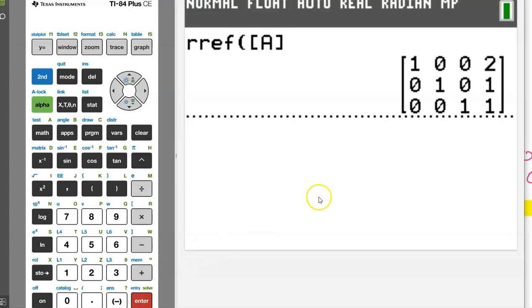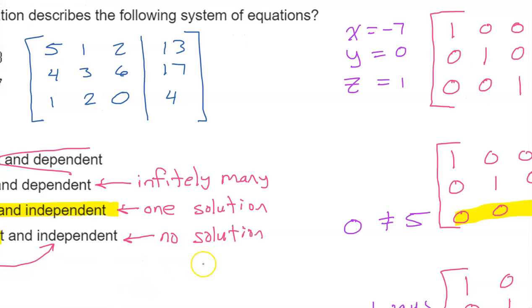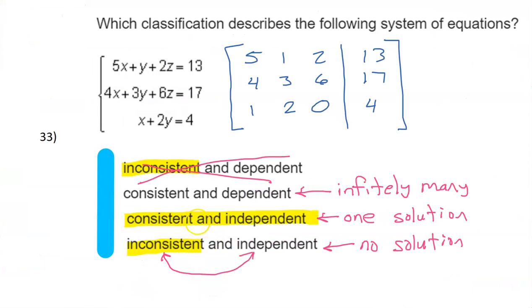Boom. Okay, so notice how we have 1, 0, 0, 0, 1, 0, 0, 0, 1. This is what we get when there is one solution. That's the very first thing I showed you. Okay, so that means the answer should be C. Ta-da!